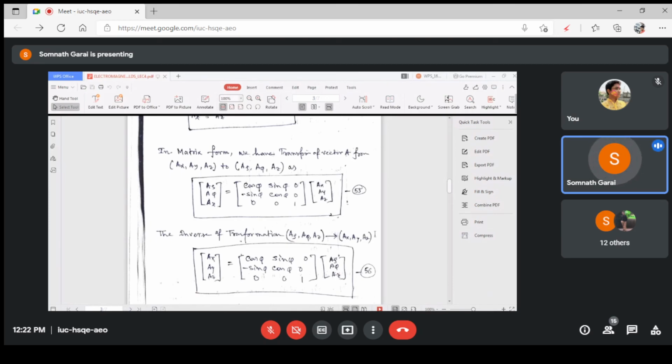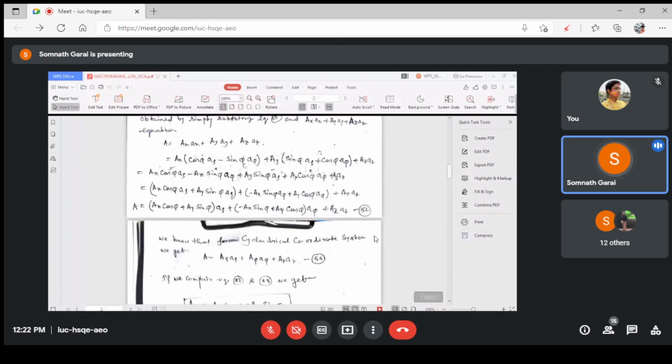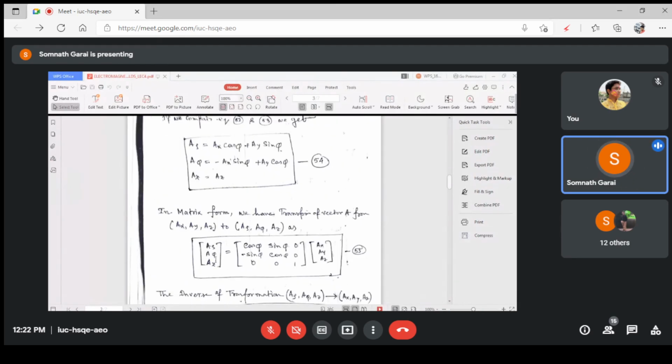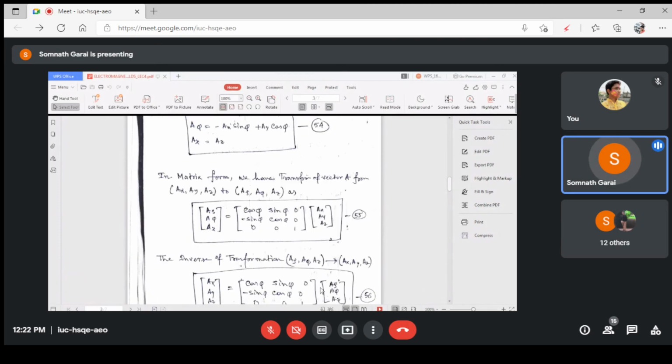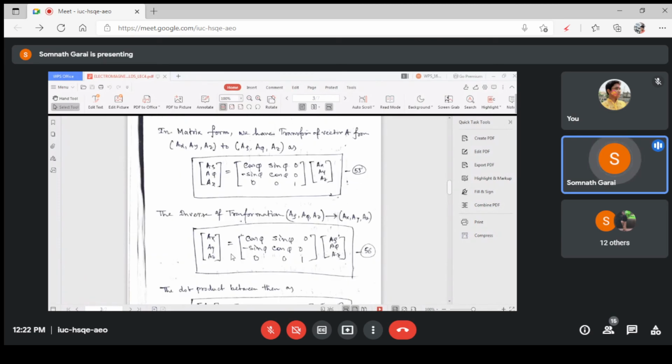Okay, now you determine this inverse operation, equation number 56. How can you determine it? You use the same formula, but in the opposite direction, the opposite procedure. Here we determined a rho, a phi, az with respect to ax, ay, az, but now you have to calculate ax, ay, az with respect to a rho, a phi, az. The procedure is the same.